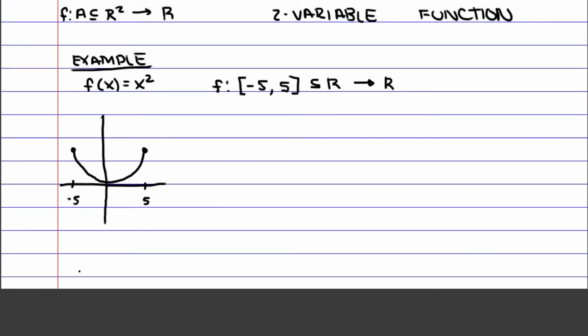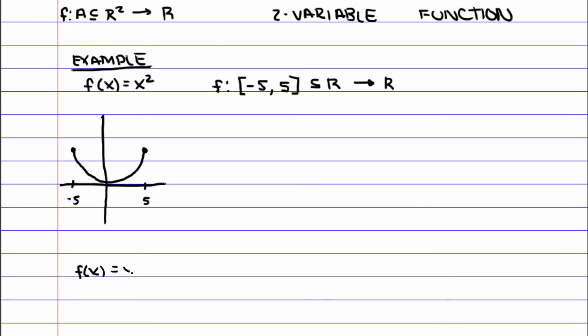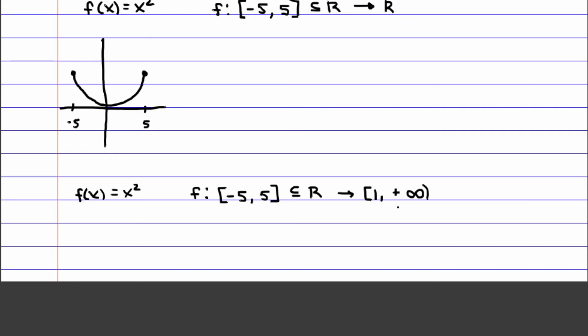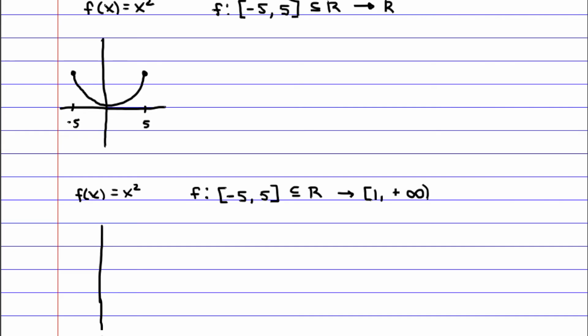Then if instead we had the same function, and we're told that the domain is -5 to 5, and the codomain is from 1 to plus infinity. What this changes is that now we're only allowed to consider y values that are 1 or more. So at first the graph is the same. So again, we have from -5 to 5.